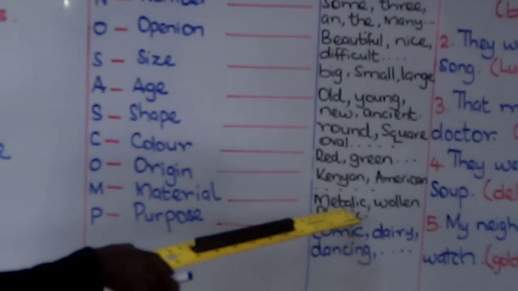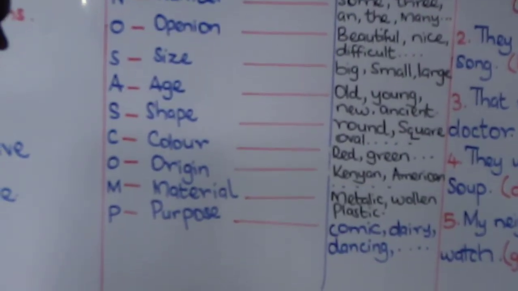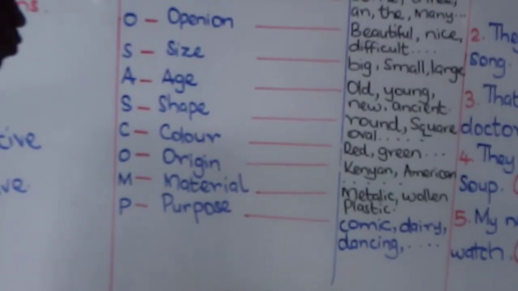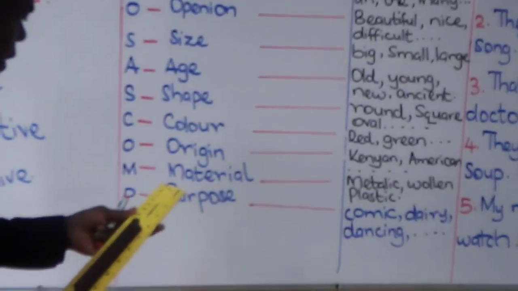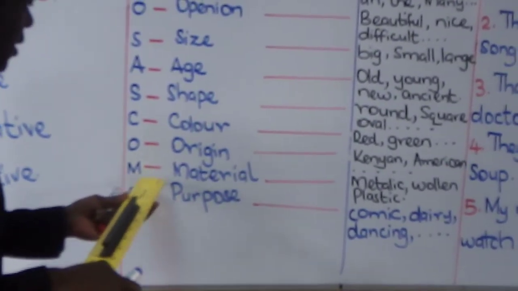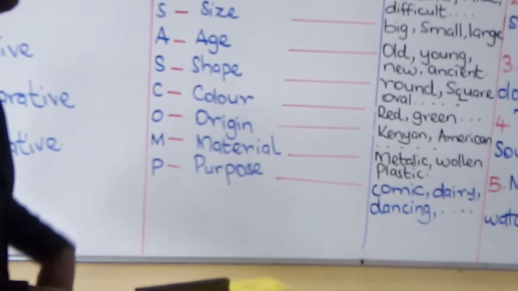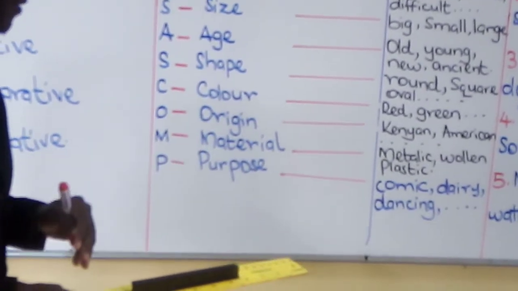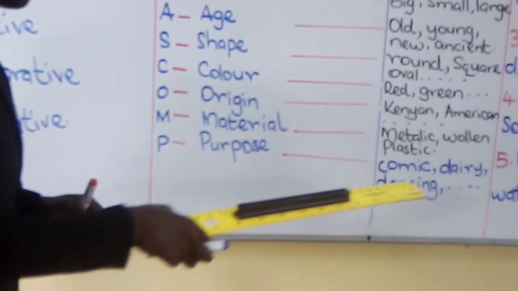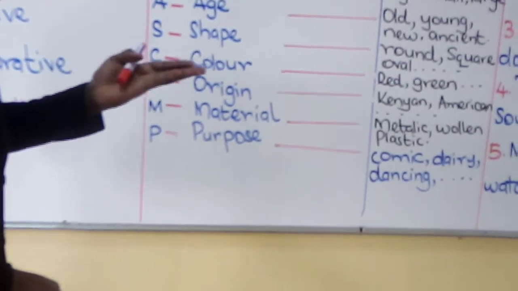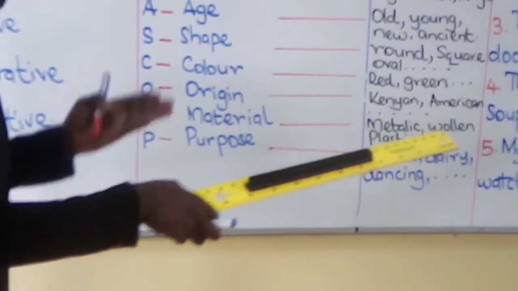So it could be metallic or woolen or plastic, it could be wooden, whichever material that it's made up of, that comes under material. Then you've got purpose, the use. What is the use of that noun? And the gerund, yes, is it used for dancing? Is it comic? Is it used to make people laugh? It's comic. The story is comic. The comic story. A comic story.